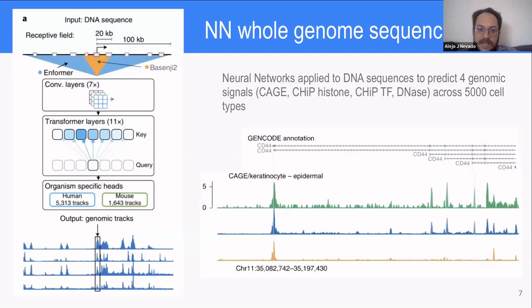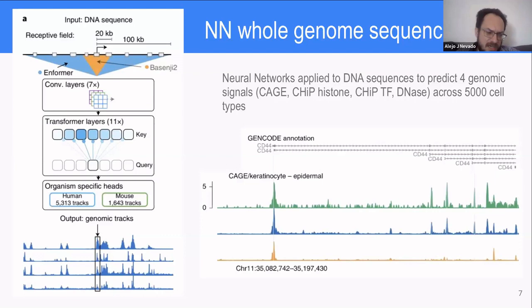The three tracks that you have at the bottom are simply comparisons between the experimental signal, which is the green one on top, the signal from this neural network, which is the blue one in the middle, and the signal from a previous method, also based on a neural network, that was the best method in 2020. But in 2022, the best method was the blue one, this other neural network.